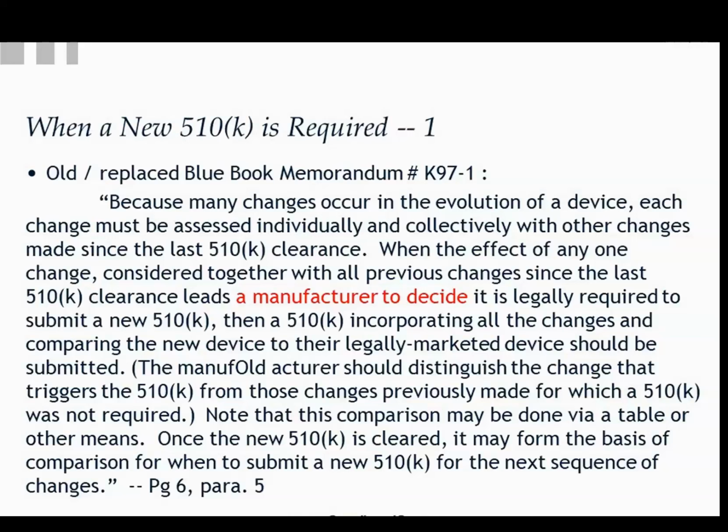But you make that decision, and if you decided not to file, the FDA won't know whether you made the right one or a wrong one until they come in to inspect your facility and look at your documentation. And then they may challenge you or not. But if you decide to file, then you can't implement the change that triggered that decision until you get a clearance. But other previous changes you can implement, if you haven't at that point in time.